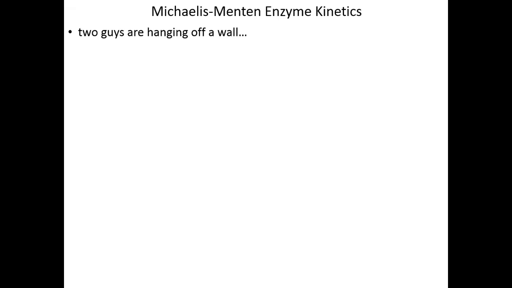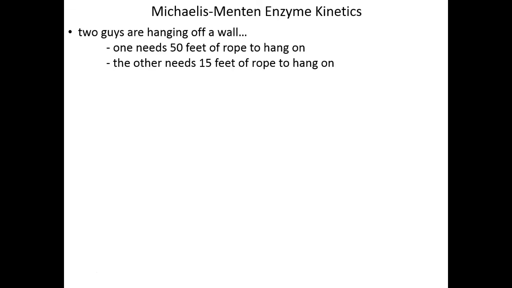Perhaps think about this a different way. Instead of enzymes, let's think of two different guys that are hanging off a wall. One guy needs 50 feet of rope to hang on without falling. The other needs 15 feet of rope to hang on without falling. And I'm essentially asking who holds on to rope better, more tightly, and more efficiently. You would likely tell me the individual who only needs 15 feet of rope binds to that rope better, and that's why they only need 15. The reason why the first dude needs 50 feet is because he has a harder time interacting with the rope, so he needs more of it.